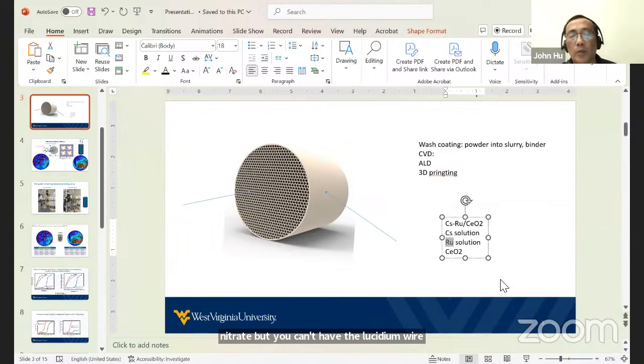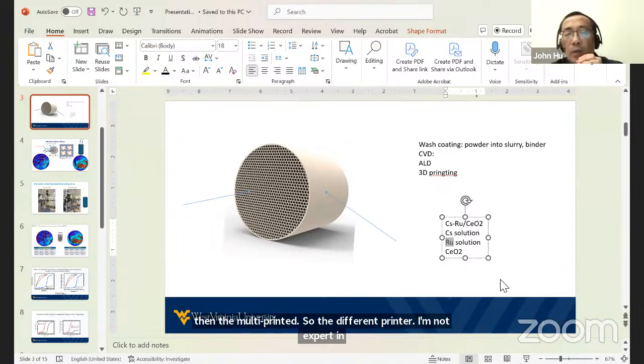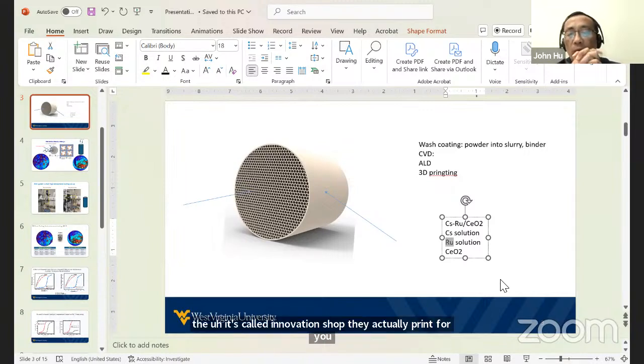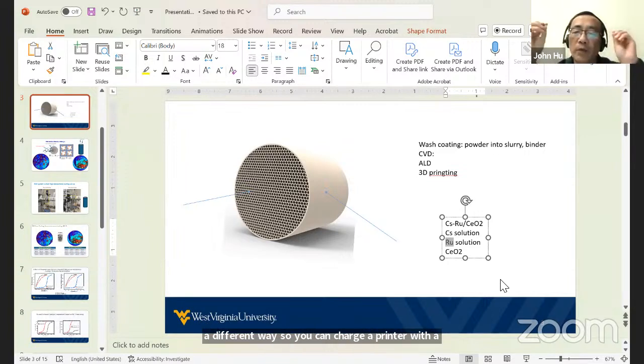printers. I'm not an expert in 3D printing, but we give this to the innovation shop, and they actually print for you. Then you come test it. Yeah, a different way. So you can charge a printer with a slurry, or you can begin with a solid, and the key is the printer has to be able to melt it and then print it.